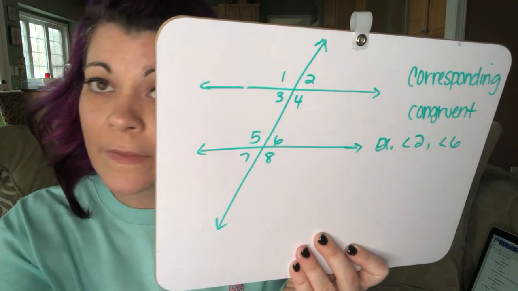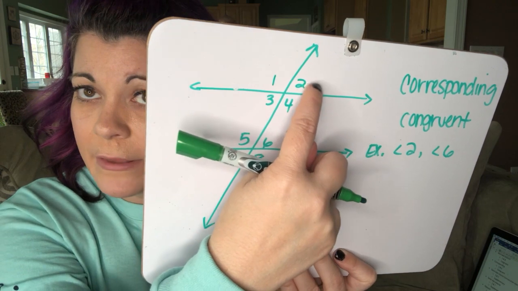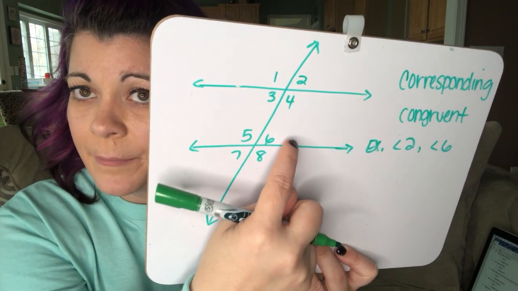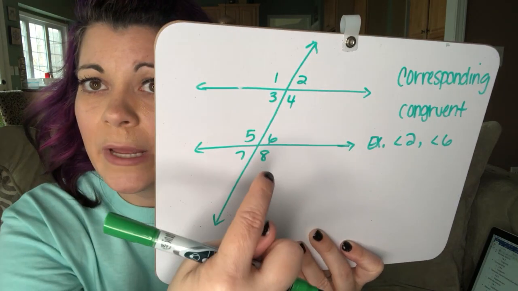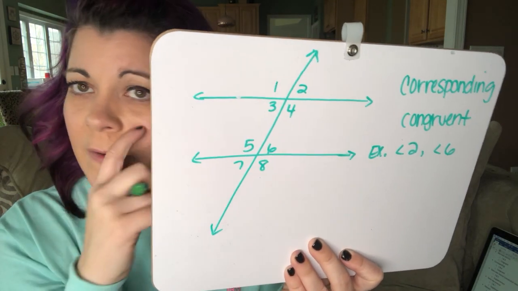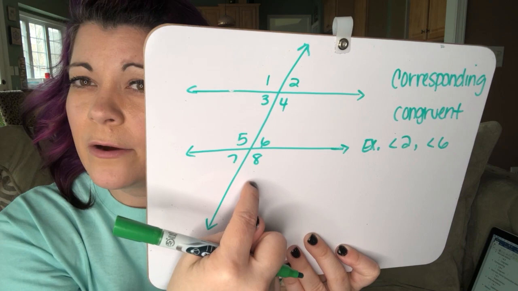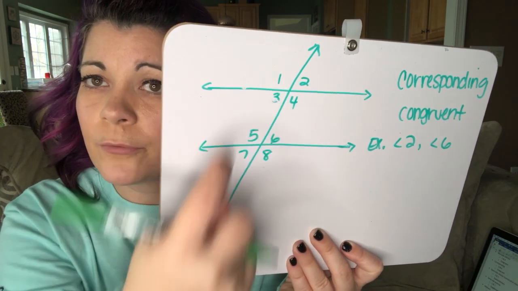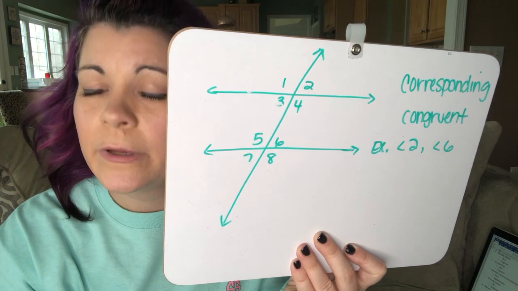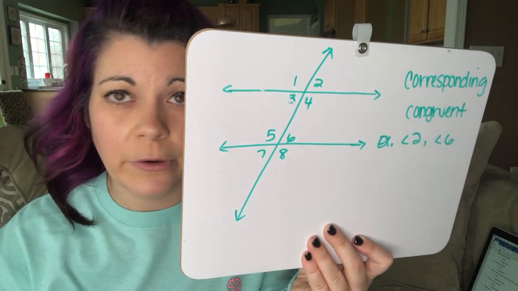So corresponding angles are in the same position of the other angle on the same side of the transversal. You see how it's above this parallel line? It's above this parallel line here on the same side of the transversal. So 2 and 6 are corresponding, 4 and 8 are corresponding, 1 and 5 are corresponding, and also 3 and 7 are corresponding angles. So corresponding angles are congruent as well.